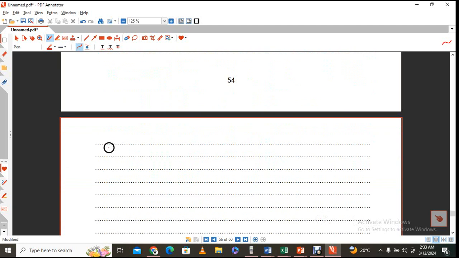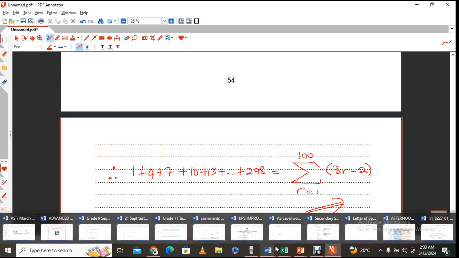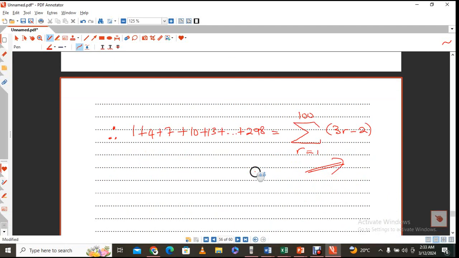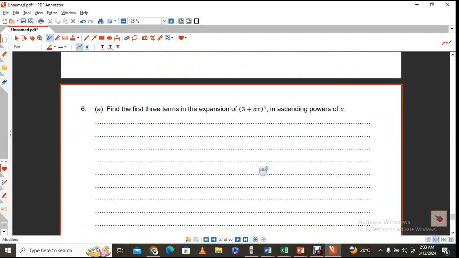Okay, now we can actually go ahead and write it down. Therefore, 1 plus 4 plus 7 plus 10 plus 13 plus dot dot dot plus 298 equals, using the sigma notation, the sum where r is equal to 1 up to 100, of 3r minus 2, and that's the solution to that. Good. Let's move on.